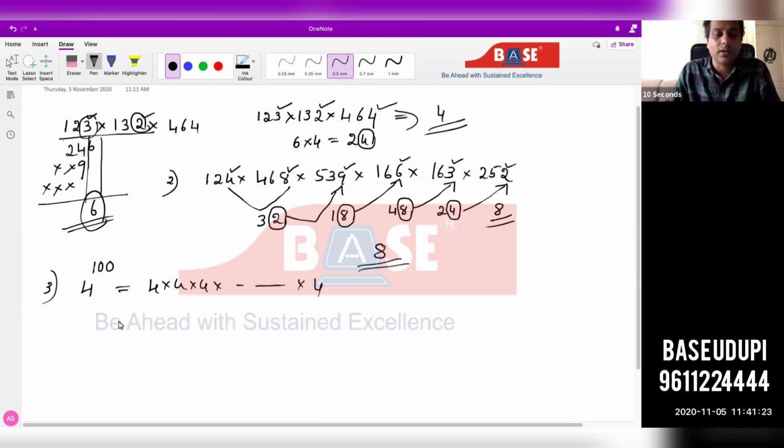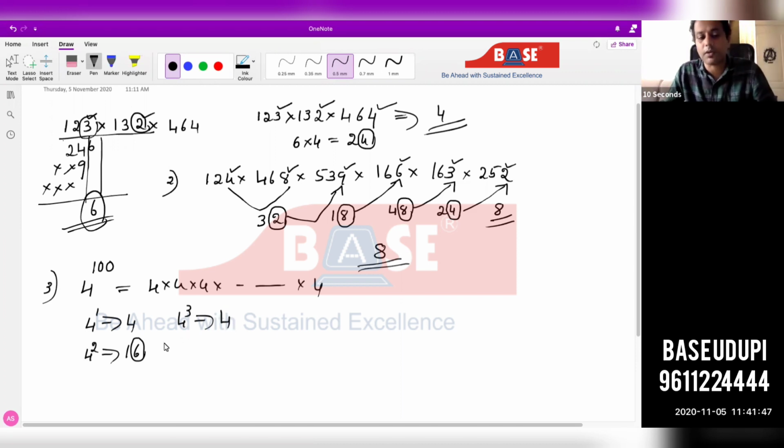So let's take 4 to the power 1 first. Since we cannot multiply 400 times, we'll keep it simple. What does 4 to the power 1 end with? 4, obviously. What does 4 to the power 2 end with? 16 ends with 6. If you multiply 6 by 4, that ends with 4. Or you can multiply 16 by 4, but this is easy. If you take 6 and 4, it ends with 4. Again multiply by 4, that ends with 6.